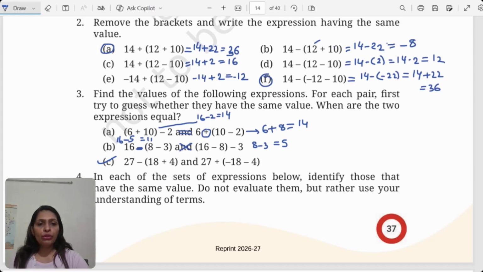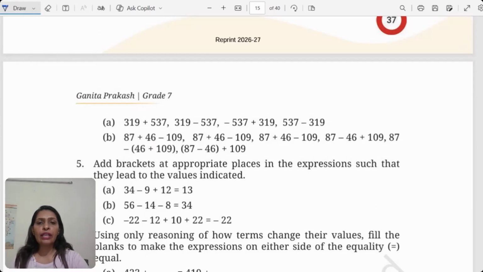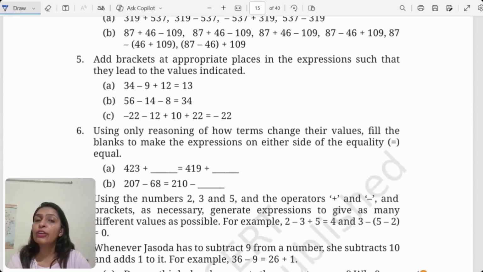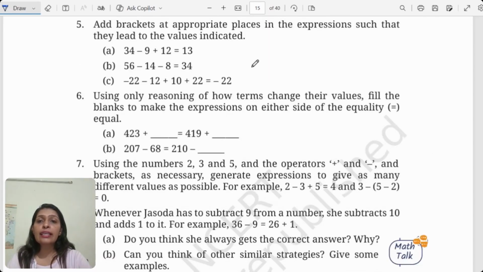Question number 4, I would also like you to try it first, and if we face any problem, we can again talk about it, we can discuss it. Because here in the fourth question we again have a different type of question, with different pairs of numbers, and we have to check whether they are giving the same value or a different value. All right, question number 5: add brackets at appropriate places in the expressions.